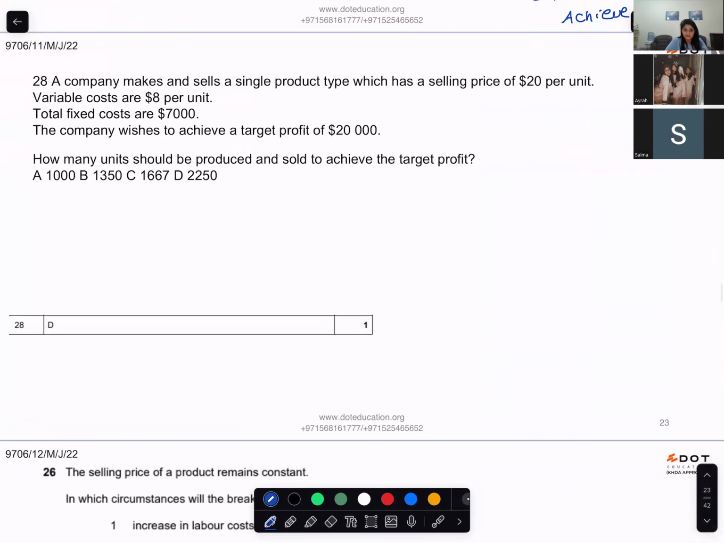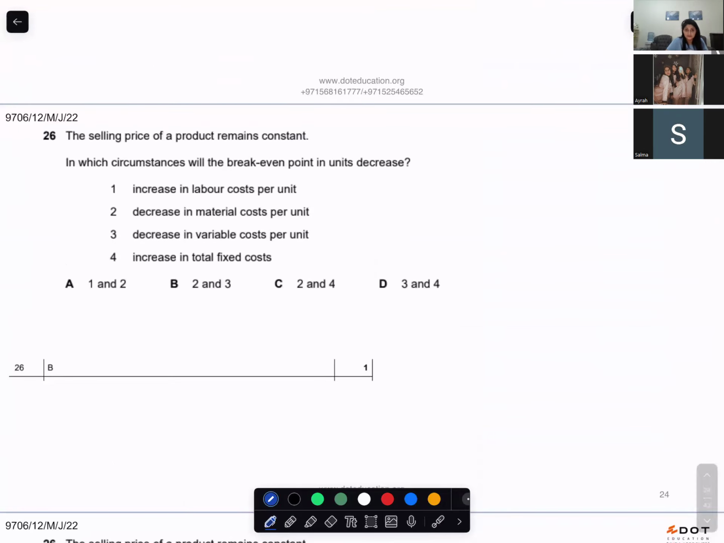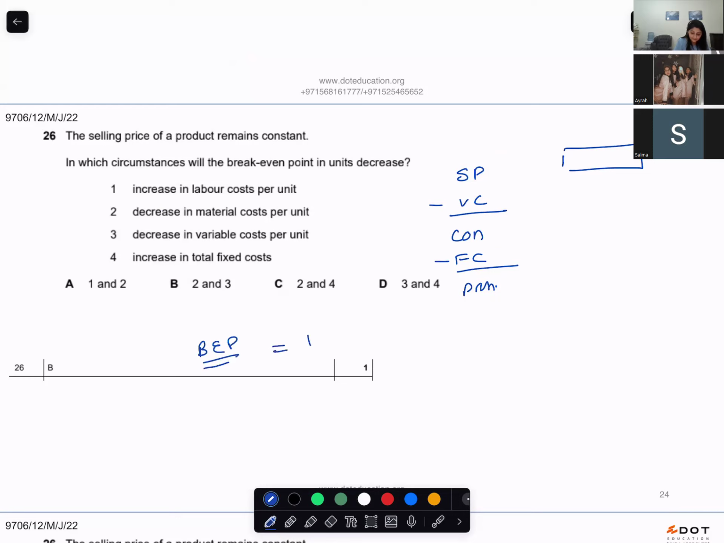Let's go ahead a little faster now. Read. The selling price of a product remains constant, in which circumstances will the break-even point in units decrease? Okay, selling price is remaining constant. So selling price minus variable cost is contribution minus fixed cost is profit. Selling price is remaining the same. What is the formula for break-even point? Fixed cost upon contribution. Fixed cost divided by contribution per unit.